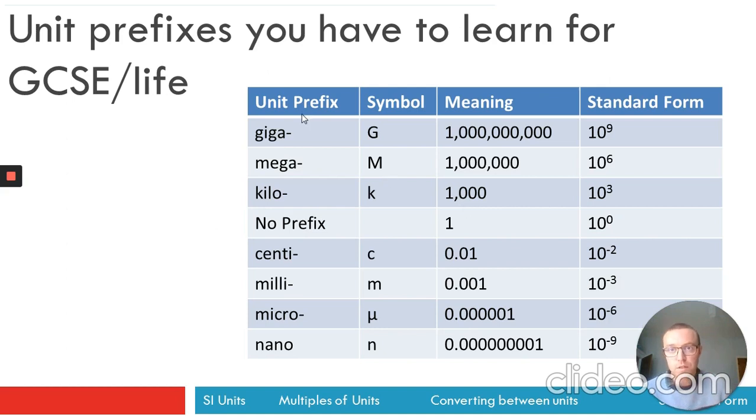So what is the unit prefix? Please do it in order. Giga, mega, kilo, no prefix, centi, milli, micro, nano. What is the symbol? This is very important because often you'll only see the symbol. What does the symbol or the prefix mean? And what is that number in standard form? That will help you with calculations later if you write down the standard form column.